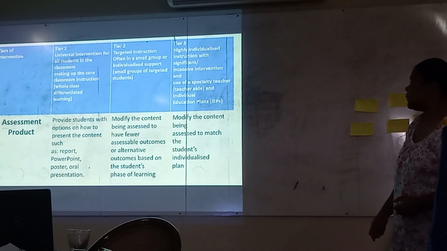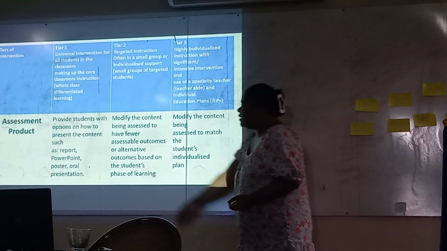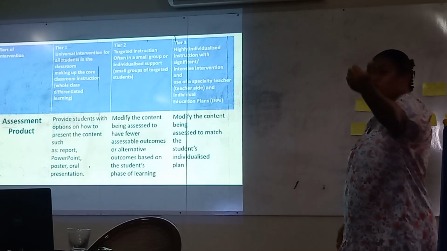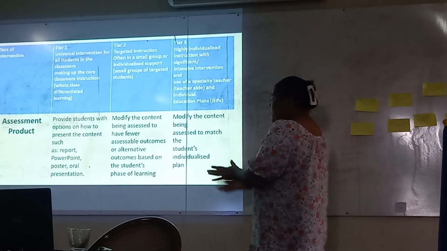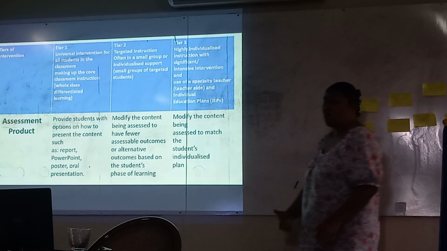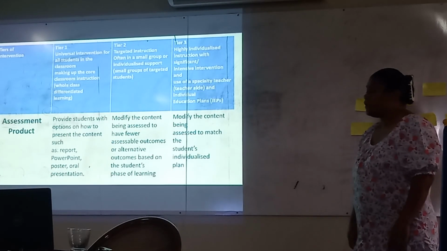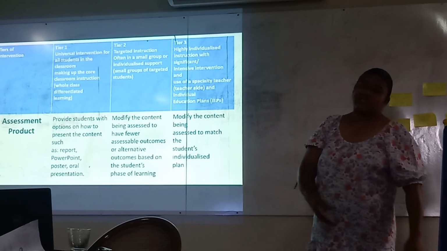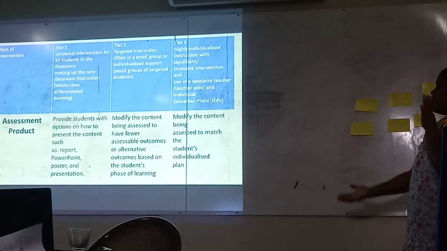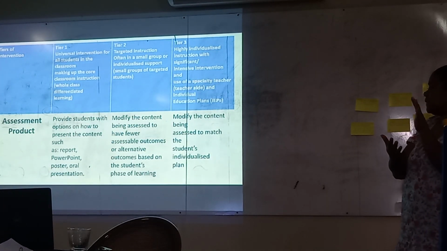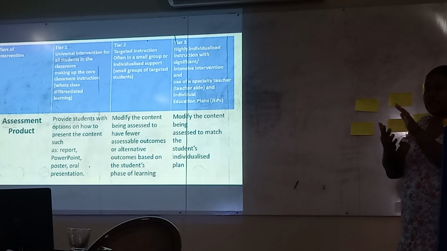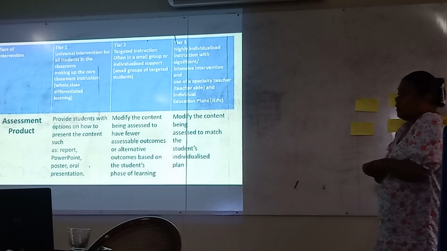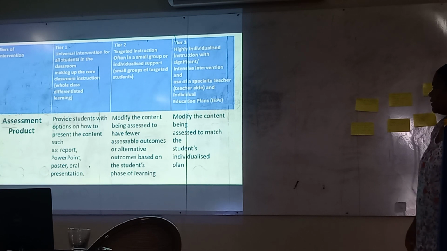The last one is the assessment product. It provides students with options on how to present the content, such as a report, a PowerPoint, a poster, or drawing what they have learned for those that can draw. And for those that cannot write, oral presentation. So these are the different ways you can assess children's level of understanding of a concept. You give them opportunities to present, so that you can assess in these different ways.